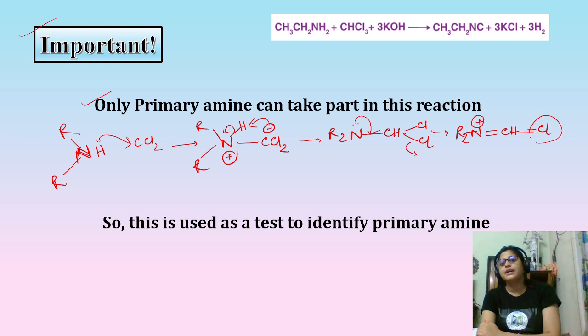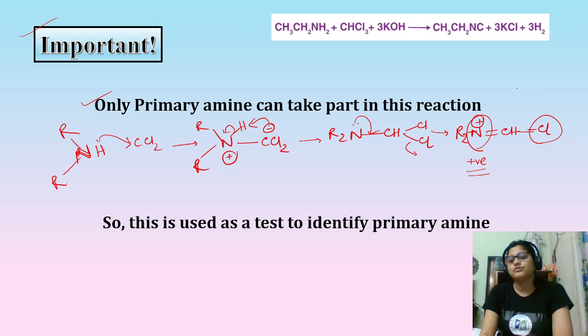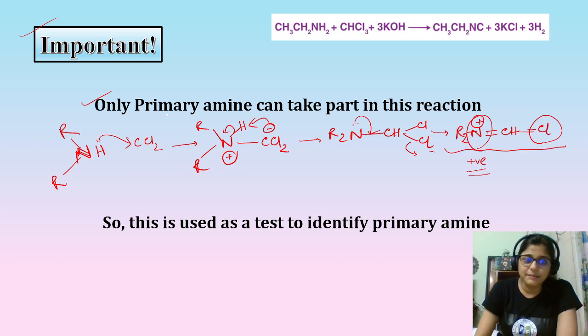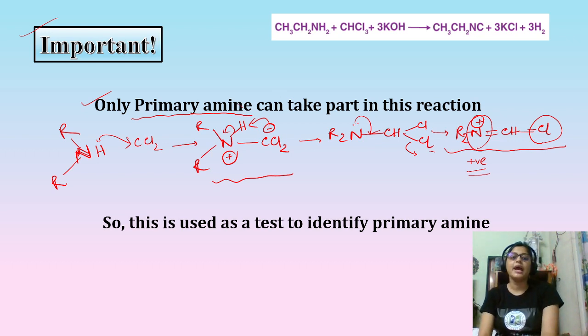But one Cl is present here and no lone pair is left on the nitrogen. It is positively charged, so it can't attack. It doesn't have any lone pair in it. So this will be the product in the case of secondary amine. For the tertiary amine, it has no hydrogen in it, so in that case the reaction will stop here. So only primary amine can undergo the carbylamine reaction.